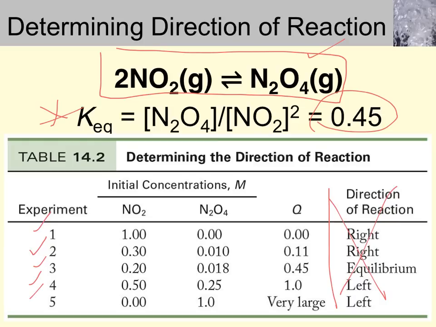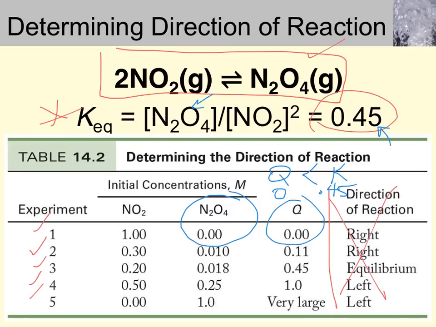So first of all, obviously, you're never at equilibrium if you have made no product. So anytime the product concentration is 0, plugging 0 into any ratio, you're clearly going to get Q is 0. And so let's compare it to K. So for experiment 1, Q is 0 and K is 0.45. That means that Q is less than K.